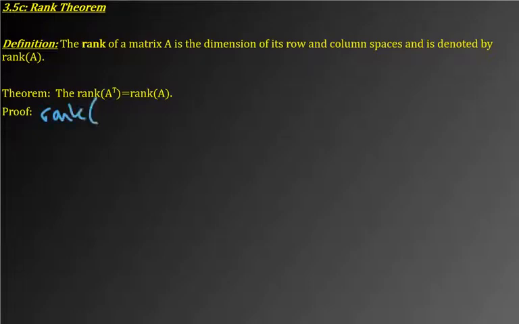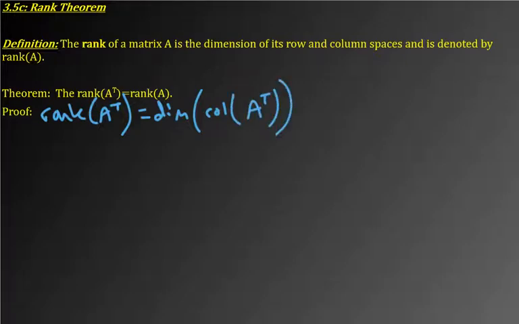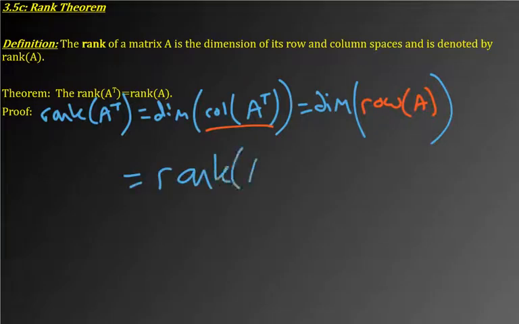So the rank of A transpose, by definition, is the dimension of, say, the column space of A transpose, right? But we've done these problems where the column space of A transpose can flip to the row space of a regular matrix A, right? And then the dimension of the row space of A is, by definition, the rank of A, right? And that does it. That's literally the proof.